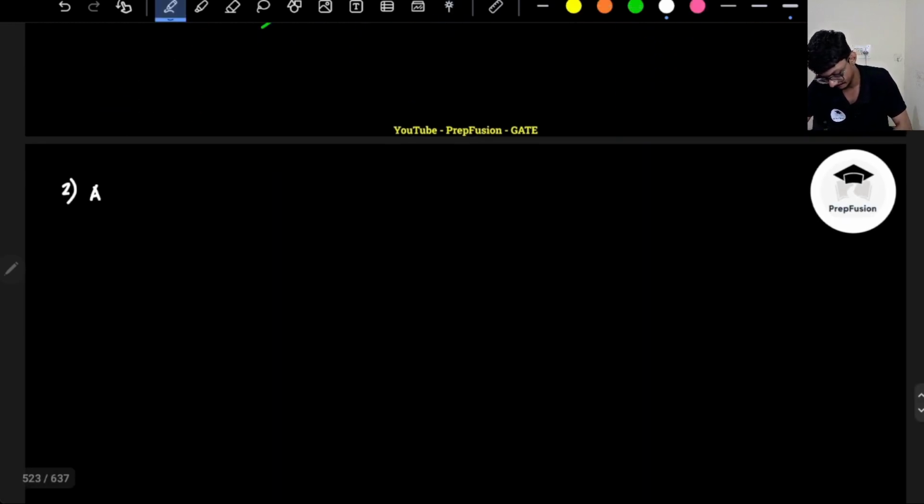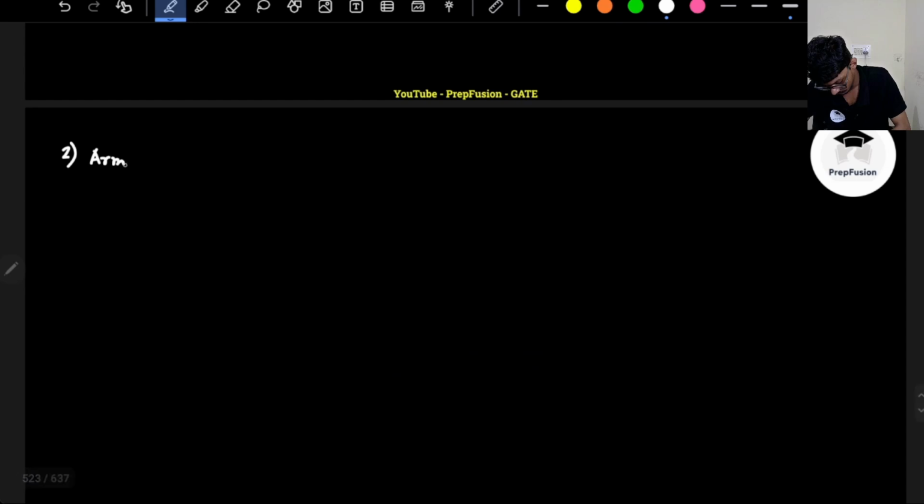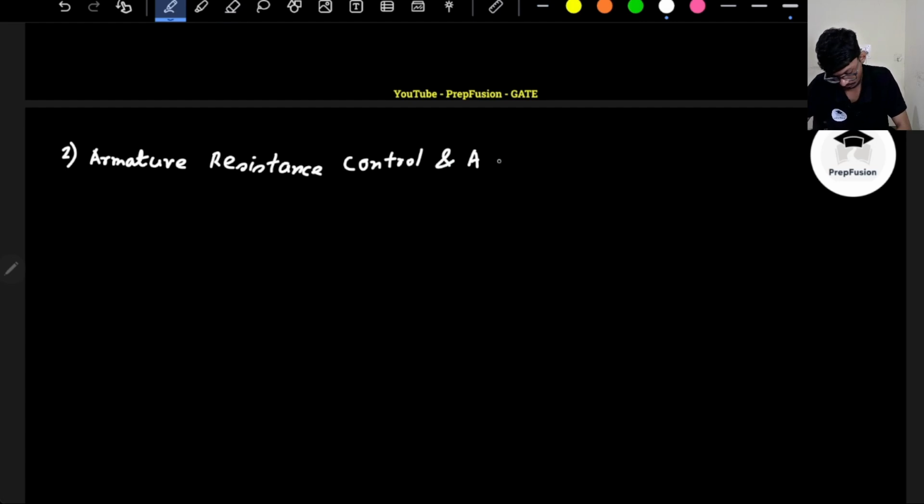So armature resistance control and armature voltage control.